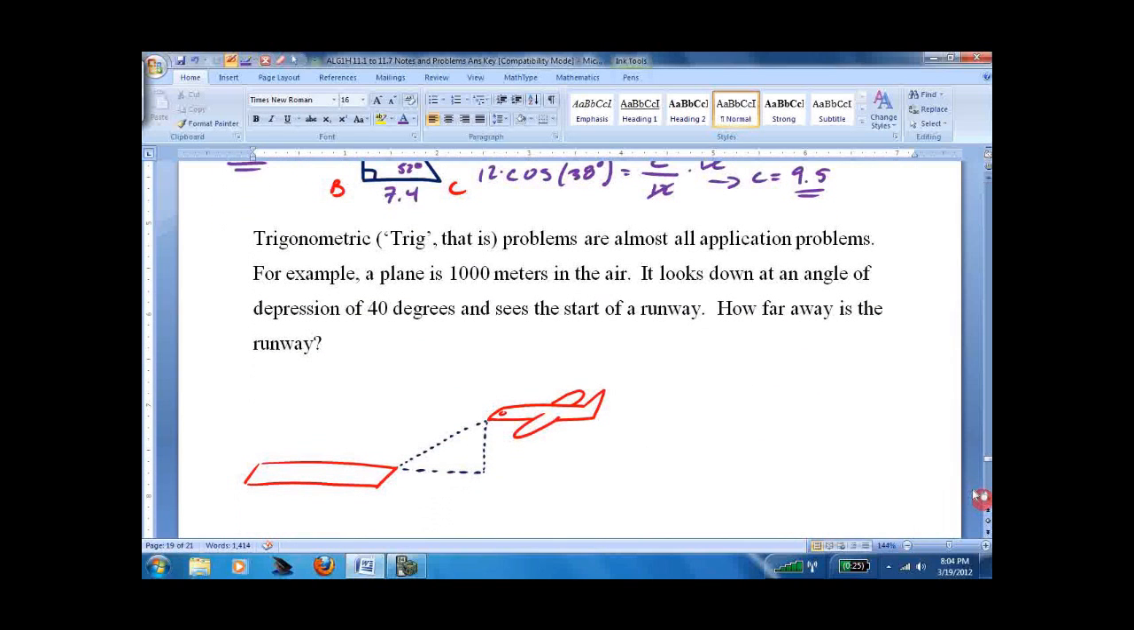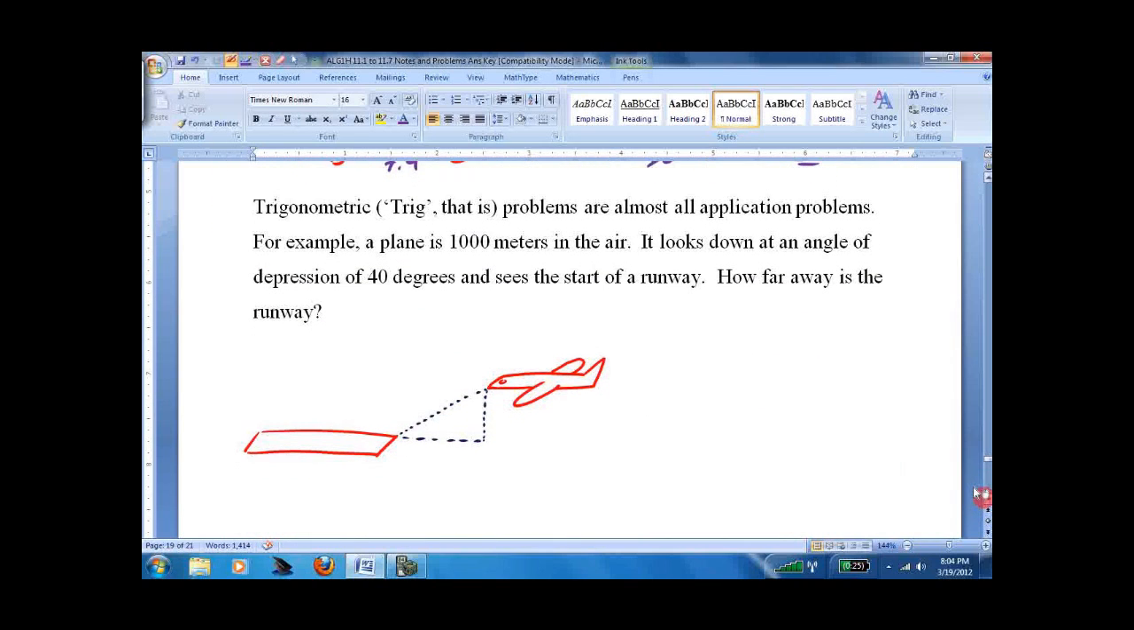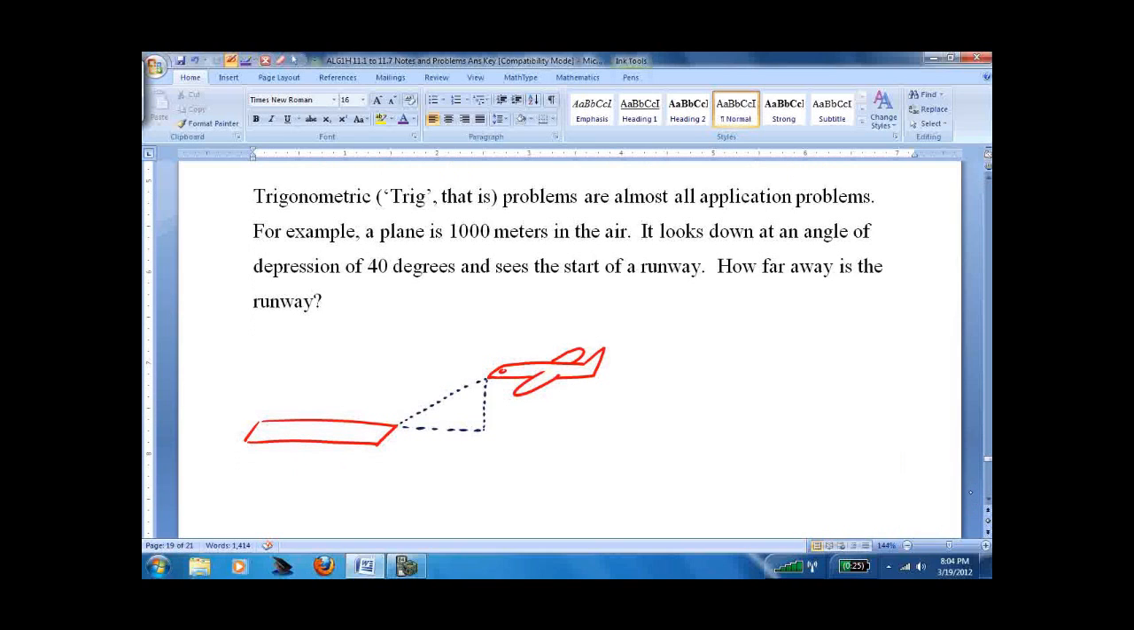And last but not least, trig problems really look good in applications. Some of the better applications we'll see. So here we go. Plane's 1,000 meters in the air. So that's this right here. And we see that the angle has 40 degrees, angle of depression.